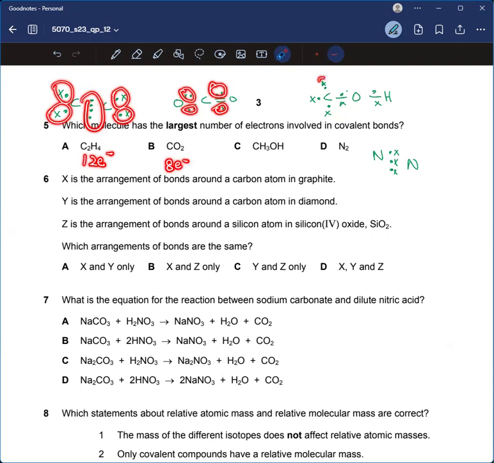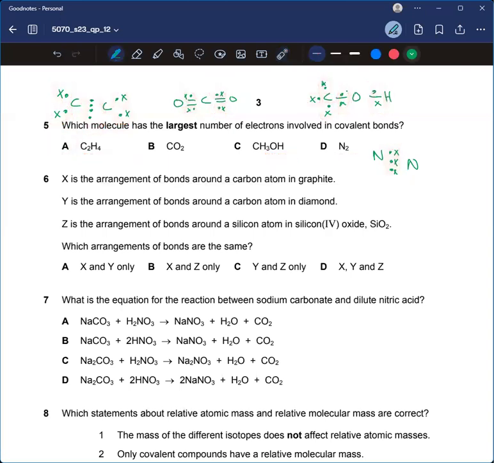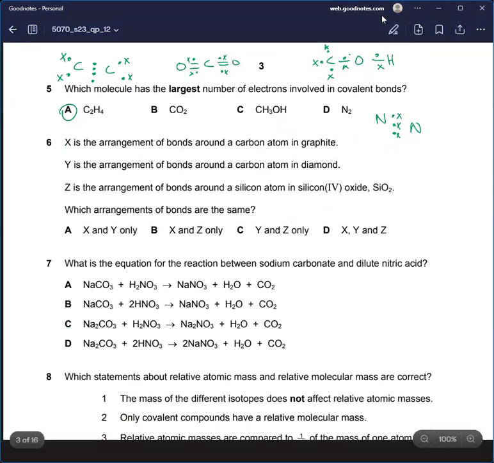For CH3OH, it will be 2, 2, 6, 8, and 10. So it would be 10 electrons. And for N2, there are 3 bonds, it is 3 into 2 equals 6 electrons. So 6 electrons. That means that 12 electrons is the largest number of electrons, therefore C2H4 will be the right answer. Alright.